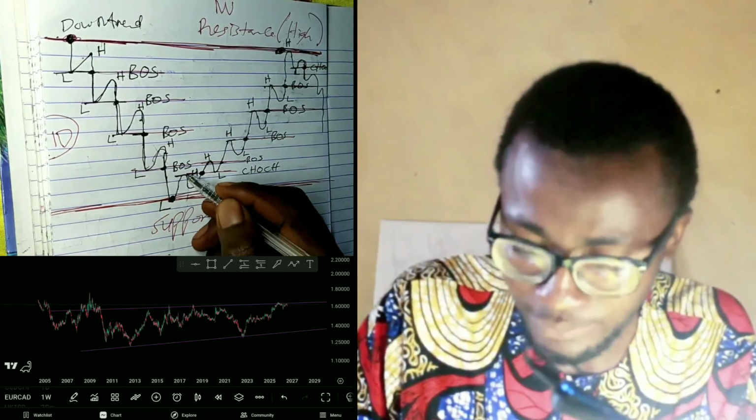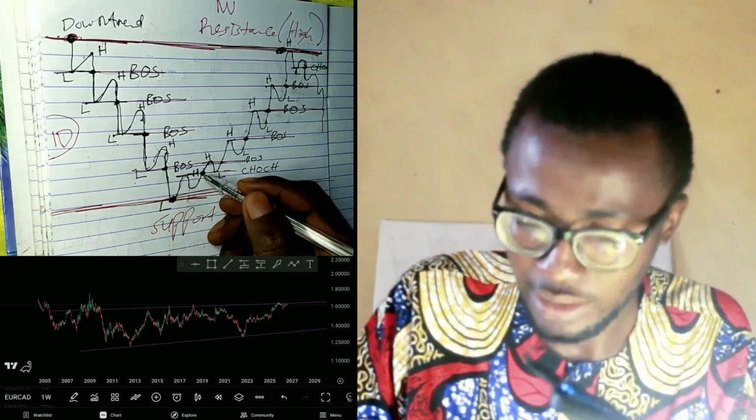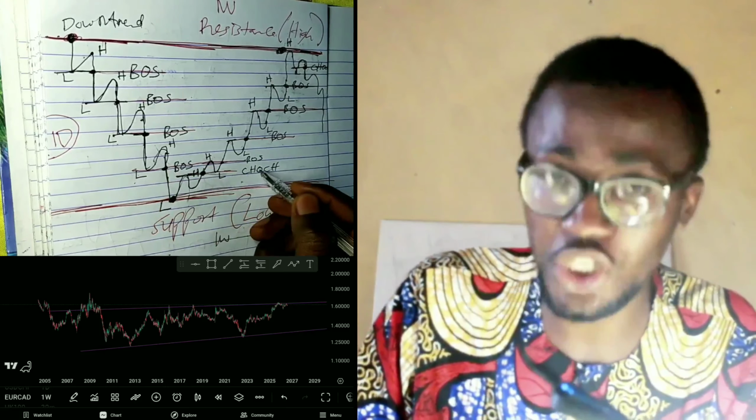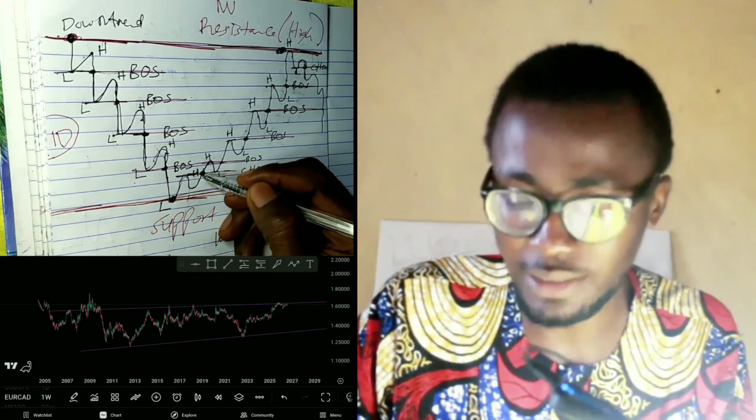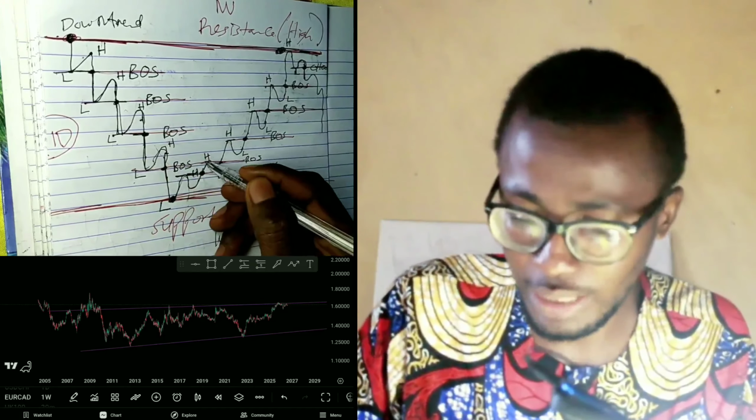Now look at this high. It broke the high instead of breaking the low. So as it broke the high, it's called change of character. So change of character means that it now reverses from a downtrend to what? An uptrend.